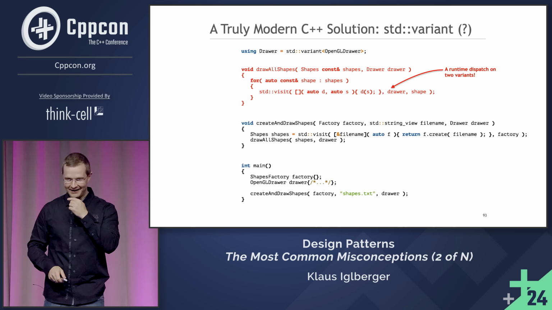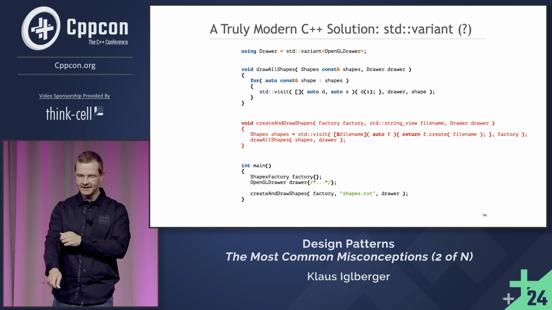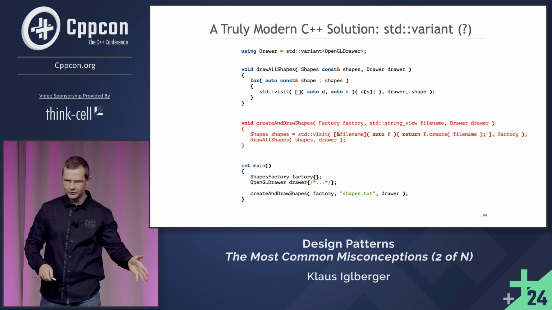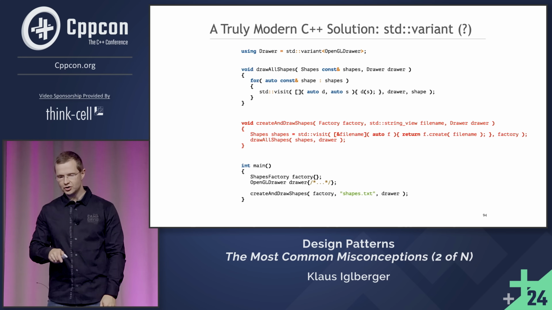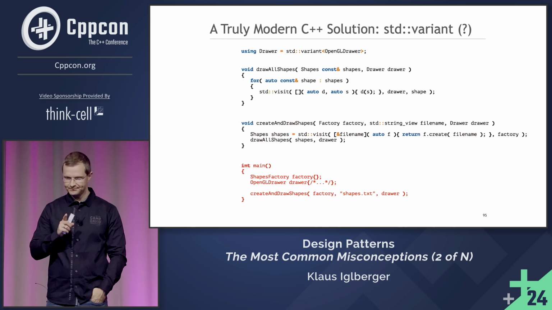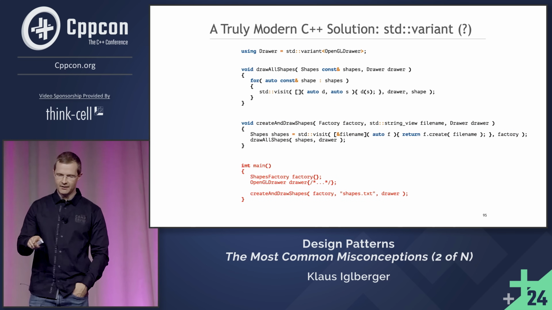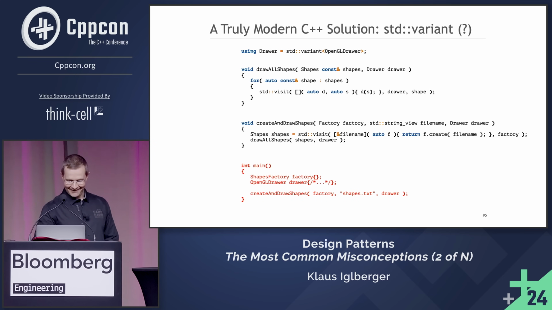Great. And then we have, of course, another visit in the create and draw shapes function. This one creates a vector of shapes again and calls draw all shapes with this. Nice. In the main function, I create a factory, I create a drawer, pass this to the create and draw shapes function, and again, this just works. Wow.